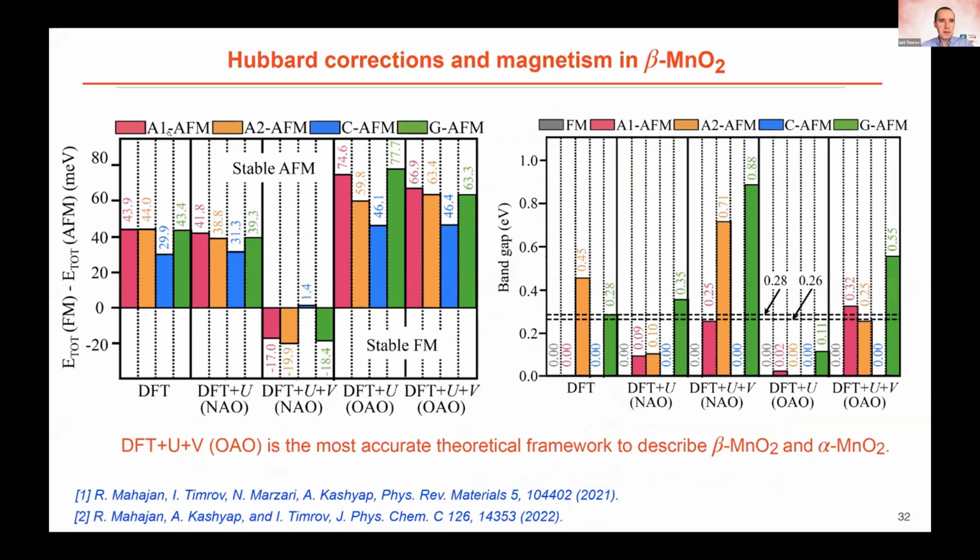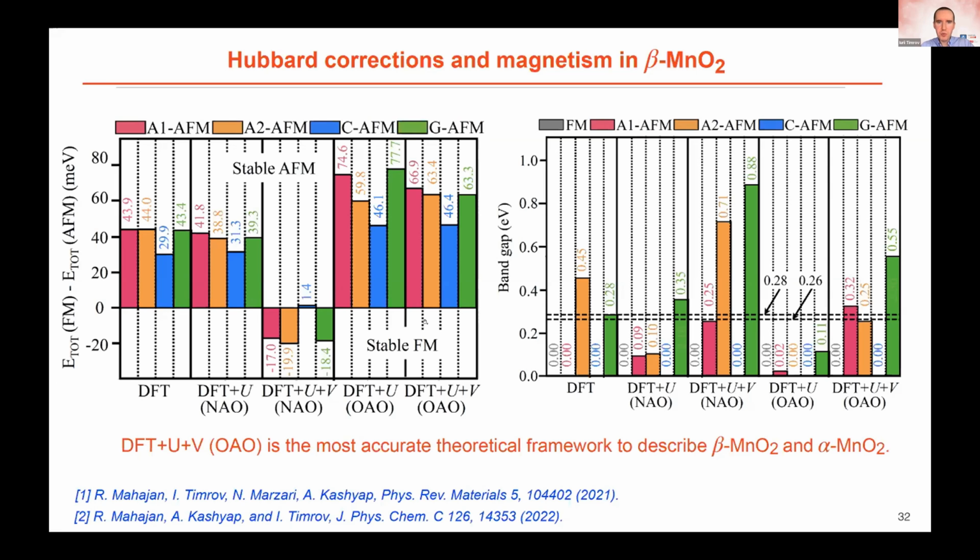So the figure on the left is a very busy slide, but it shows the difference between ferromagnetic and antiferromagnetic total energies for 4 types of magnetic ordering. That's why we have 4 colors. And we have 5 sections: the DFT section, DFT+U using non-orthogonalized atomic orbitals, DFT+U+V with non-orthogonalized orbitals, and again DFT+U and DFT+U+V with orthogonalized orbitals. The positive values mean that AFM is more stable than ferromagnetic. Instead, negative values mean that ferromagnetic is more stable than antiferromagnetic.